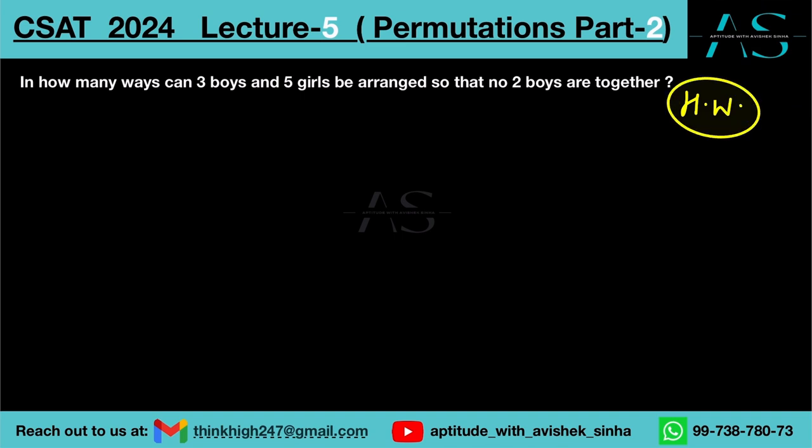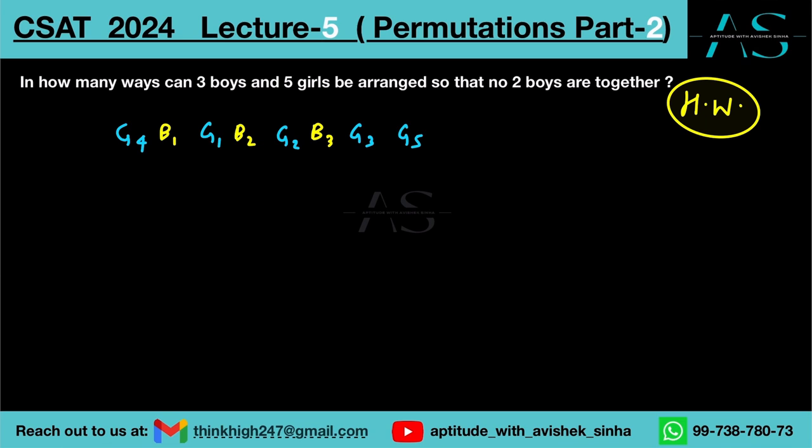I'll give you an example. There are 3 boys, right? So boy number 1, boy number 2, boy number 3. There are 5 girls. No 2 boys are together, so you have to place girls in between them. You can place them anywhere, but the boys should not be together. So this is one of the cases, one of the ways. You can have so many cases here. Try to build the logic and tell me what should be the correct answer.